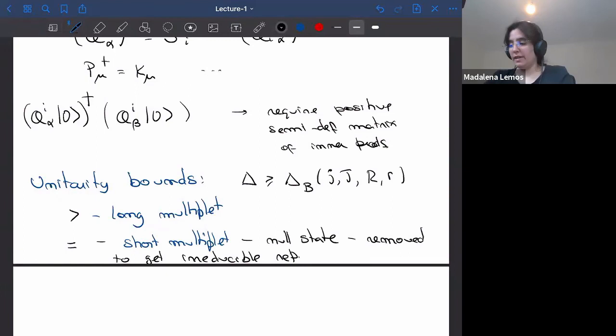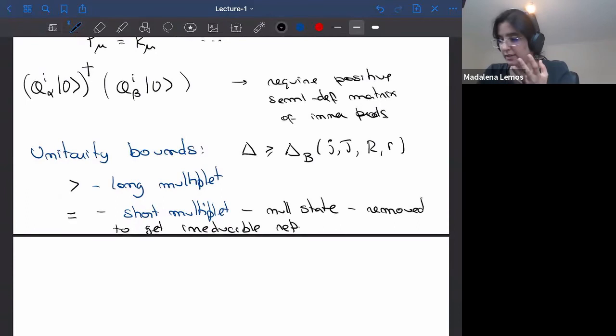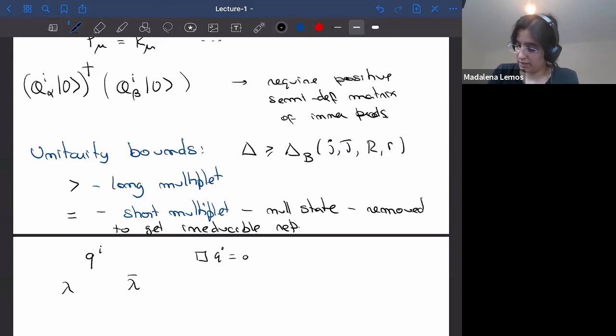And in the very beginning, we started exactly with an example of this. So when I was writing, for example, the hypermultiplet, and I had something like this, this multiplet was very short. It was very short precisely because if you acted with the supercharges, you'd get null states, you'd get zeros. And one such null state is the equation of motion. So these things are related.